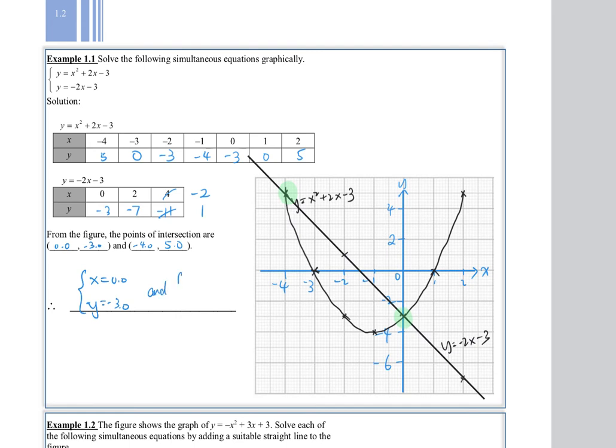Because the answer has to be in pairs, that means for each value of x, you should get the corresponding value of y. Okay, as for how many digits to correct to, it depends on the intervals that you selected.